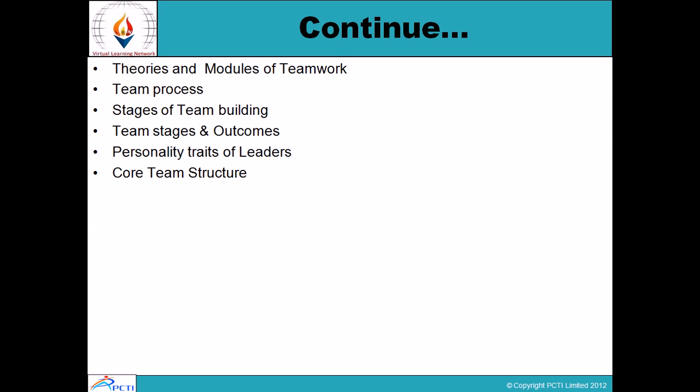Hygiene factors give rise to different theories and models of teamwork that we are going to cover: team process, stages of team building, team stages and outcomes, personality traits for leaders, and core team structure. So this was the list of the topics that we are supposed to cover in today's session.